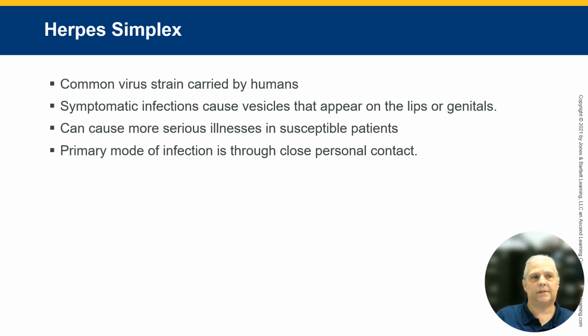So herpes simplex is a common virus. It's carried by humans. It has vesicles that appear on the lips or genitals, like blisters, little sores. It can cause a more serious illness in susceptible patients, such as pneumonia or meningitis. Again, this is in the very young, the very old, and the immunocompromised patients. It's generally passed through close personal contact. Standard precautions are usually going to be sufficient to keep you from getting it.